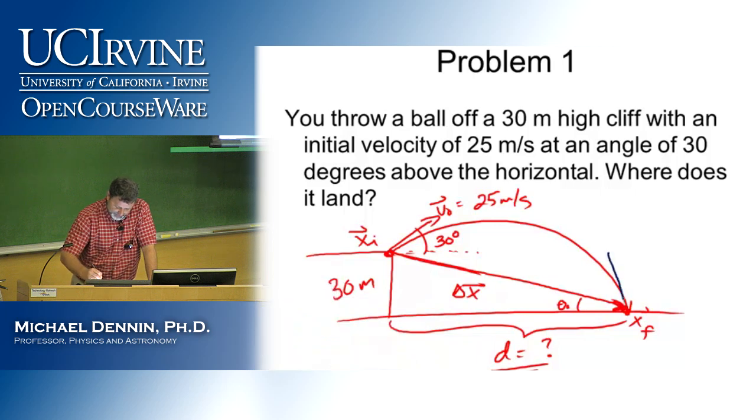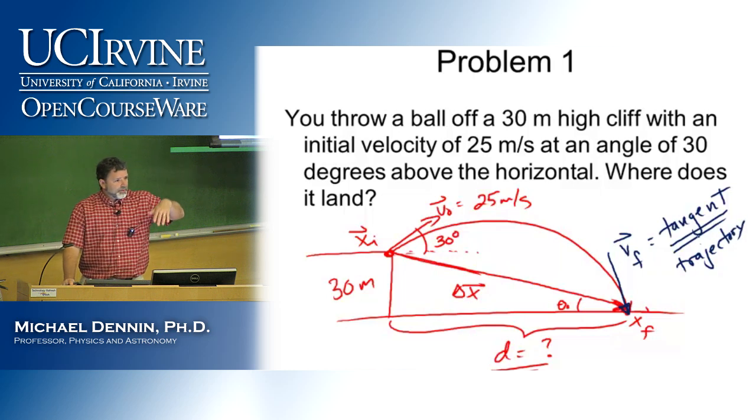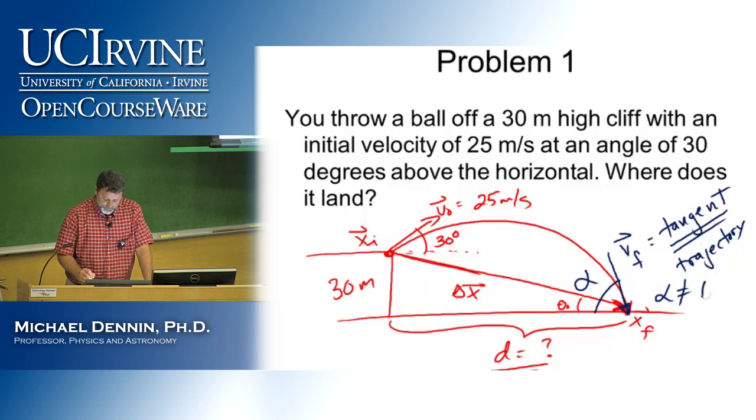But also notice that we land with this final velocity. The velocity, if you recall when we defined it, and this is why it's important to remember your definitions, is tangent to our trajectory. It was the derivative of x with respect to time, so it's the slope of this curve we're making. Notice the angle we land at, I'll call it alpha, does not equal theta 1.